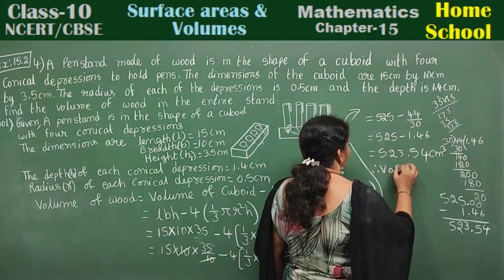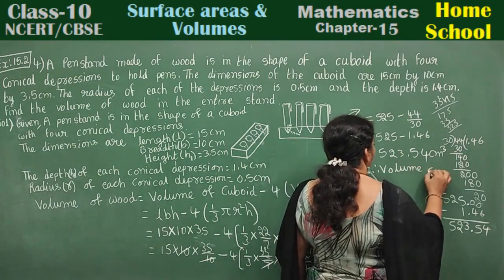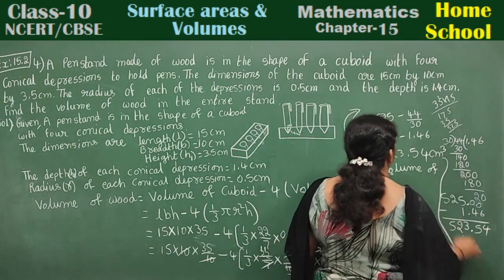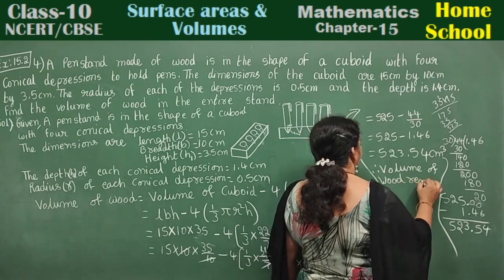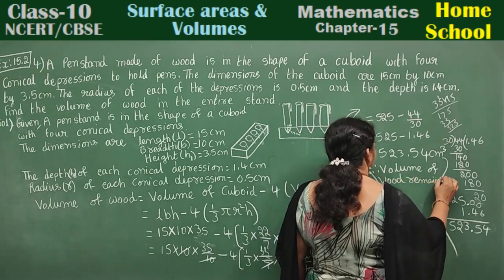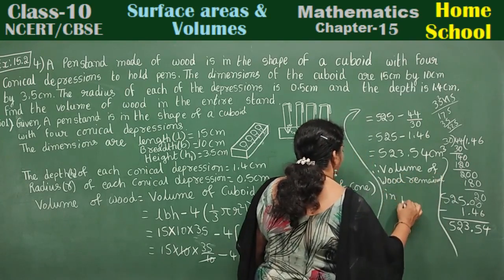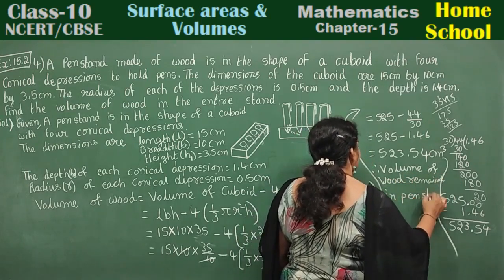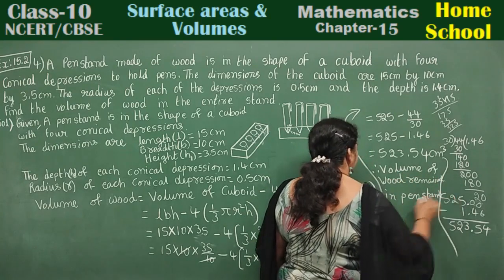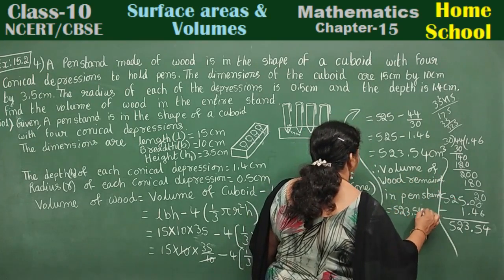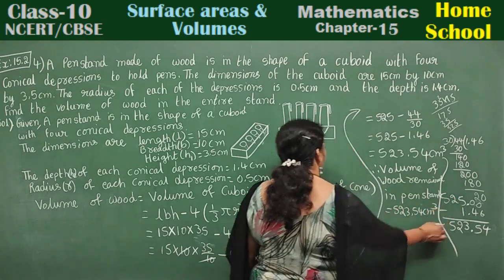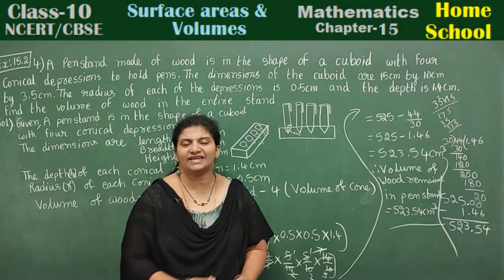Therefore, volume of wood remained in pen stand. Volume of wood remained in pen stand is equal to 523.54 centimeter cube. This is your final statement.